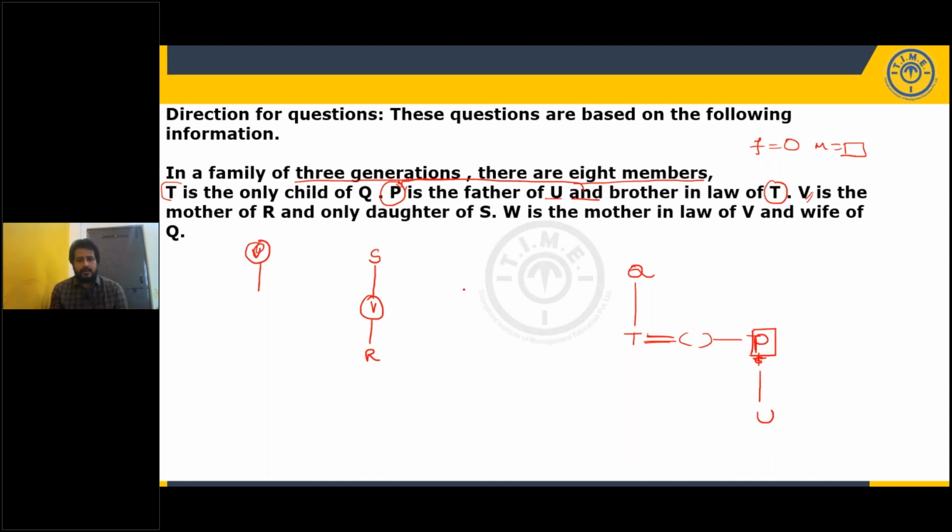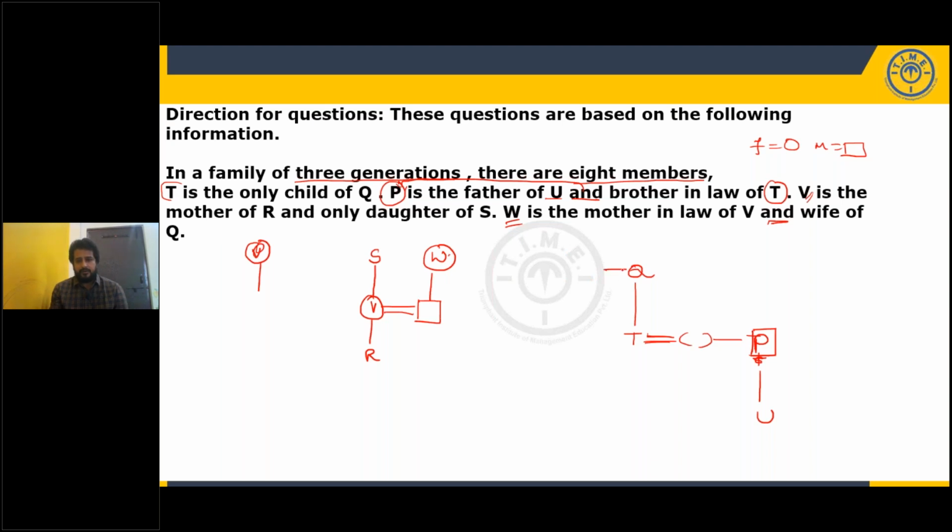What do you mean by mother-in-law? Spouse's mother. So V is the spouse. As V is the female, your spouse will be male. And mother. Who is the mother? W. V's spouse's mother is W. Okay. And we are talking about W. W is the wife of Q. So here we got some link. W is the wife of Q.